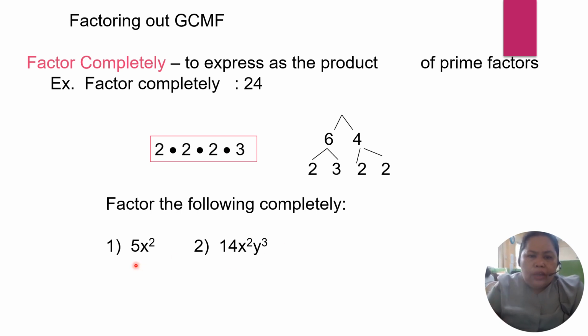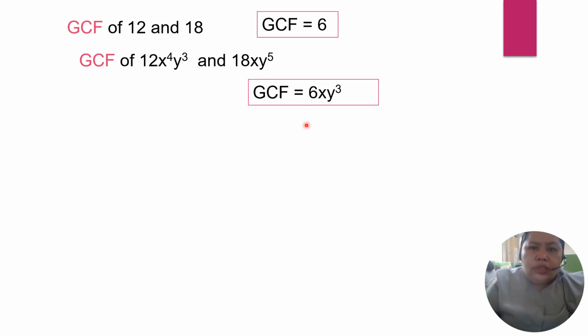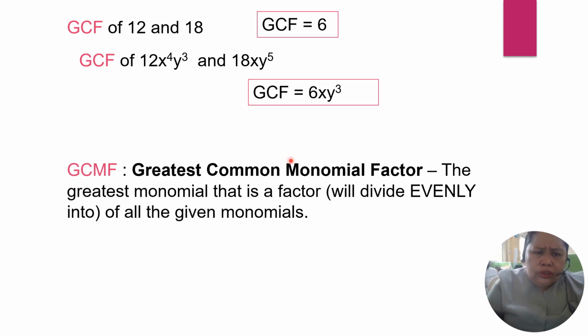So we have here 5x squared and 14x squared y squared. For example, let's get the GCF of 12 and 18. Of course, the GCF is 6. Now for 12x to the fourth y cubed and 18xy to the fifth power, the GCF is 6xy cubed. Therefore, the GCMF, or greatest common monomial factor, is the greatest monomial that will divide evenly into all of the given monomials.